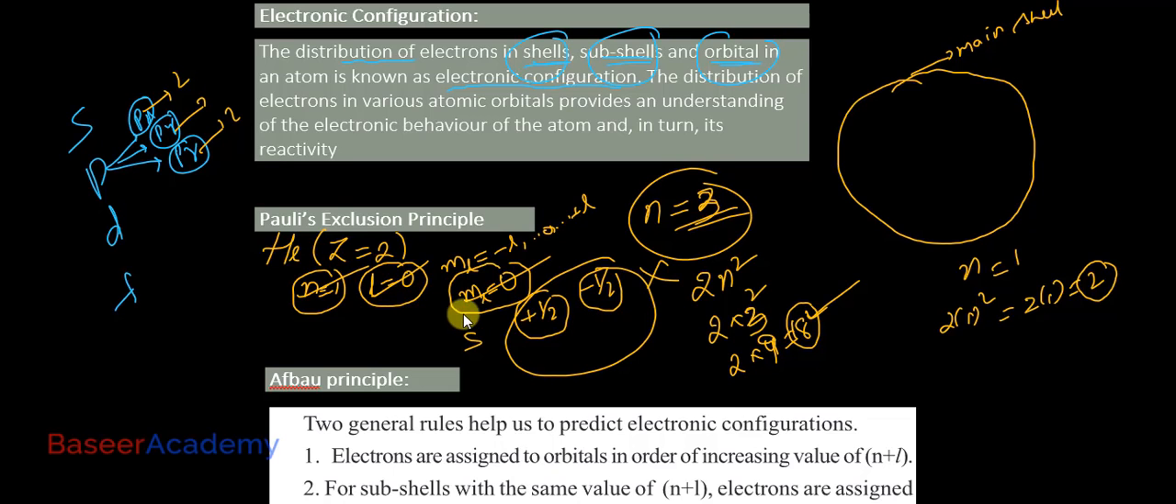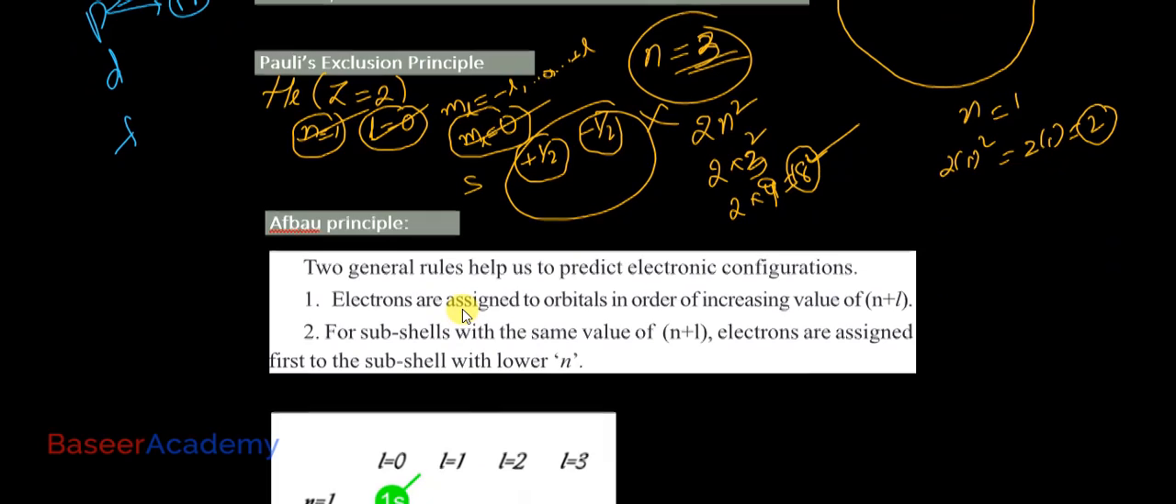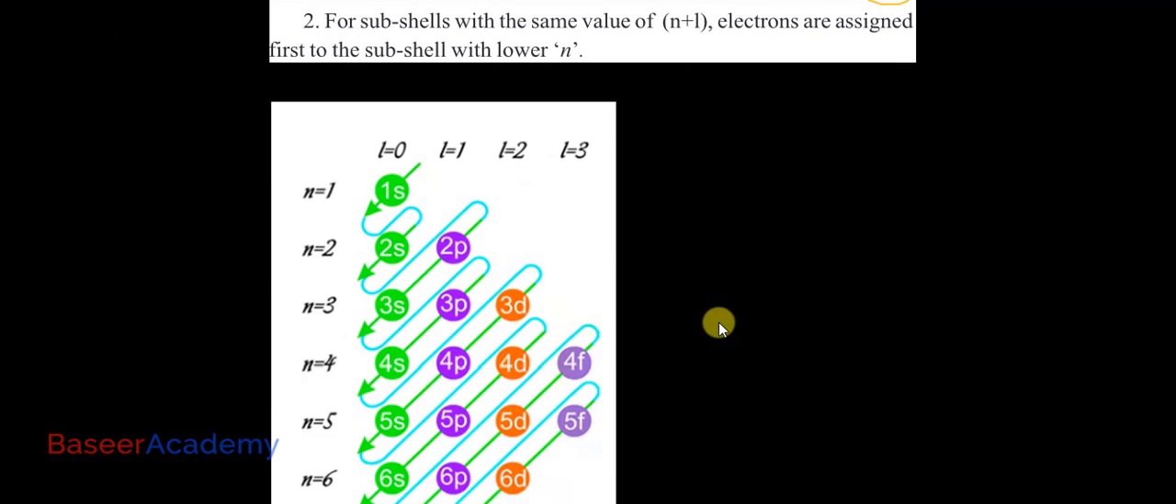What is Aufbau principle? Aufbau principle says that the electrons are assigned to orbitals in order of increasing value of n plus L. Don't get confused here. Increasing value of n plus L. How to find out the value of n plus L?